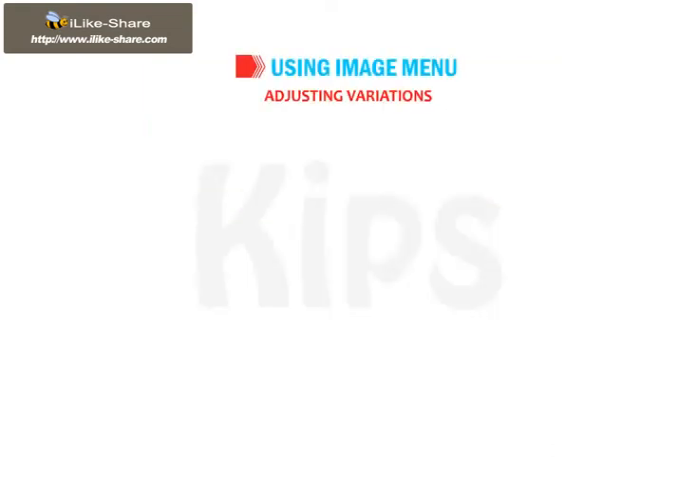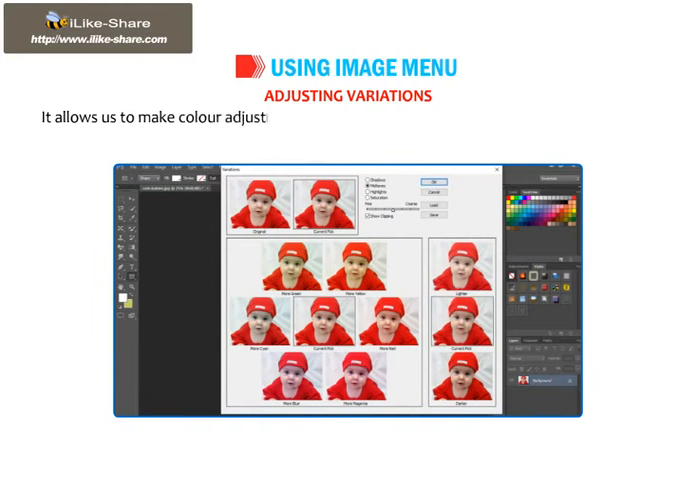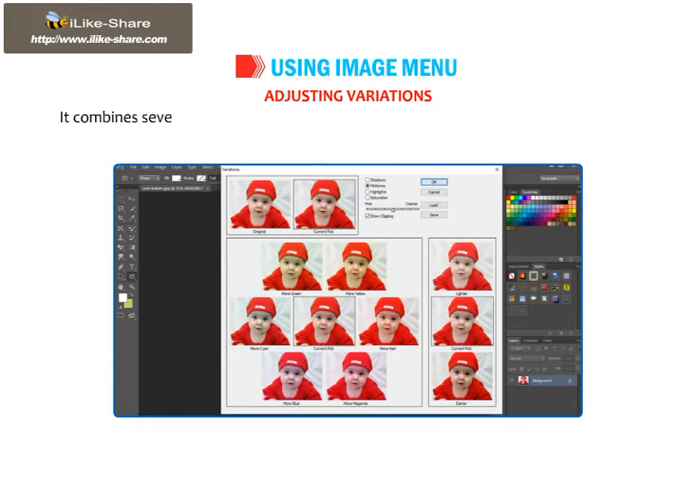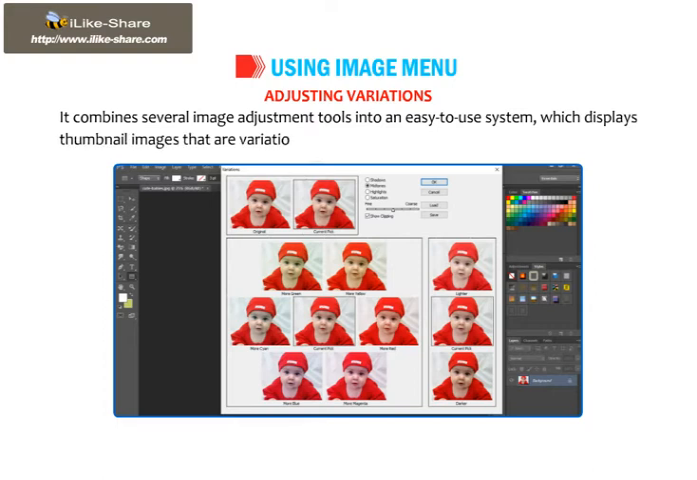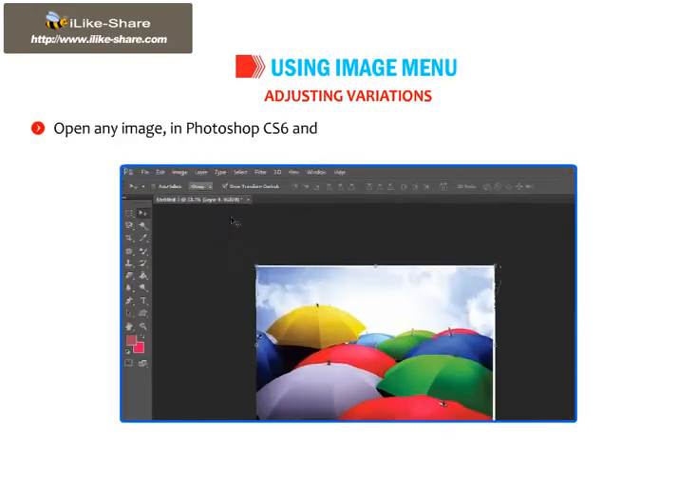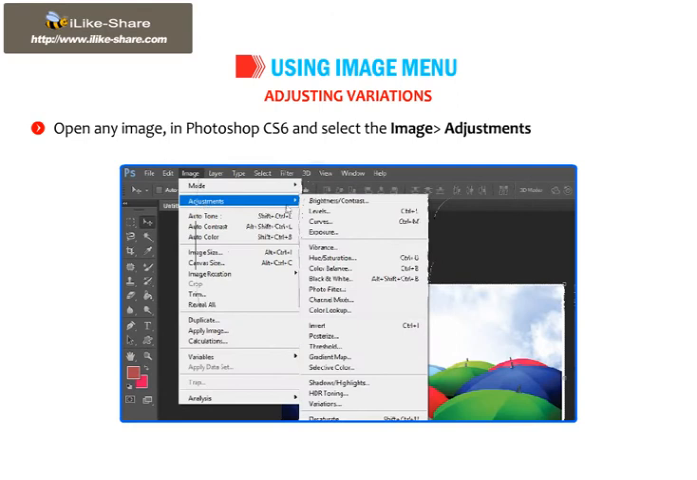Adjusting variations. It allows us to make color adjustments in our image after comparing the changes with the original settings. It combines several image adjustments tools into an easy-to-use system which displays thumbnail images that are variations of the original image. Open any image in Photoshop CS6 and select the image, then Adjustments, then Variations option.